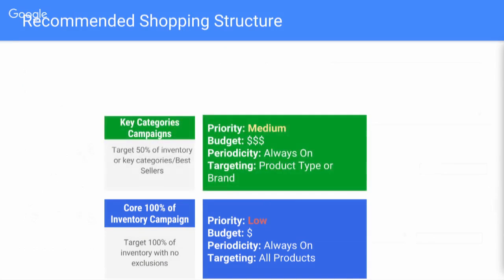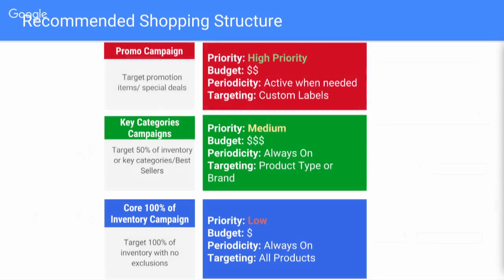On top of that, you'll probably also have some key category campaigns. These are things like your bestseller campaign. This is a more medium priority, and this is really where you want to put a lot of your budget behind. It's always on, and it's really targeting the product types or brands, or however you choose to segment or filter, the things that are a priority for you so that, for your overall AdWords approach, you're getting the most return on your investment.